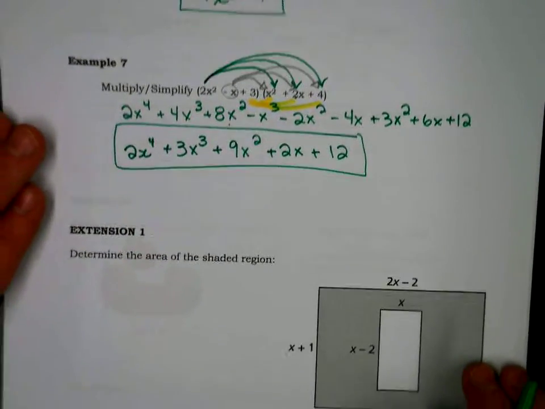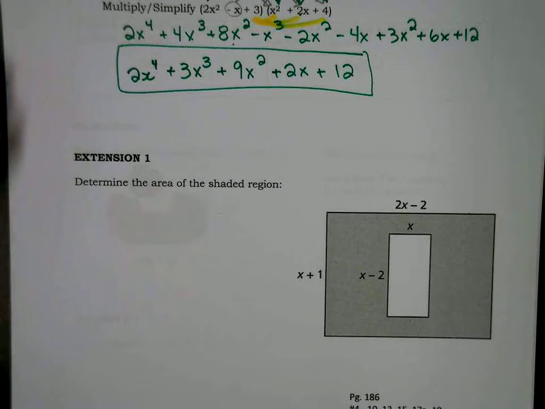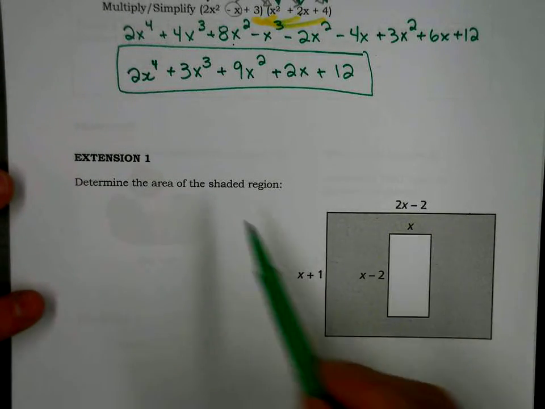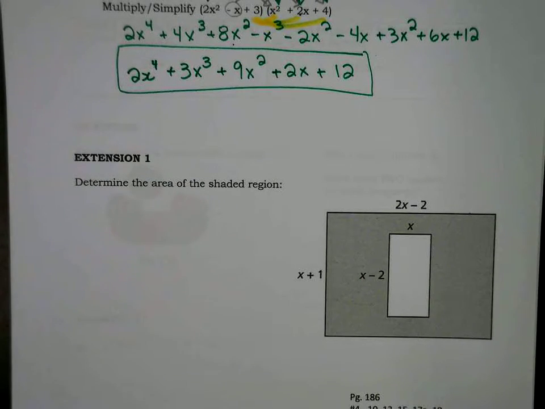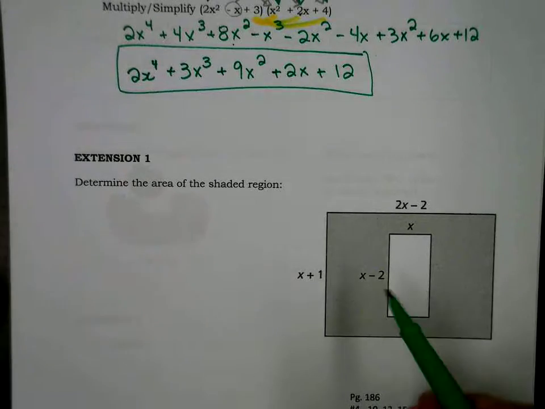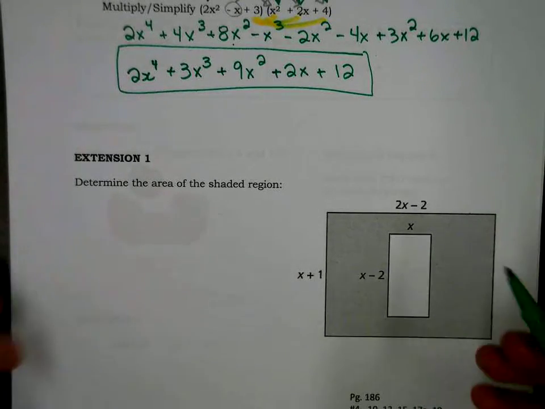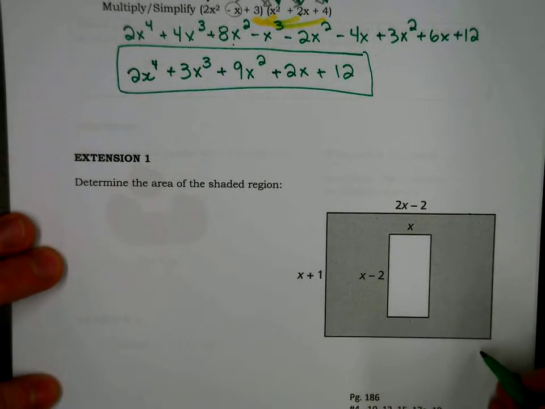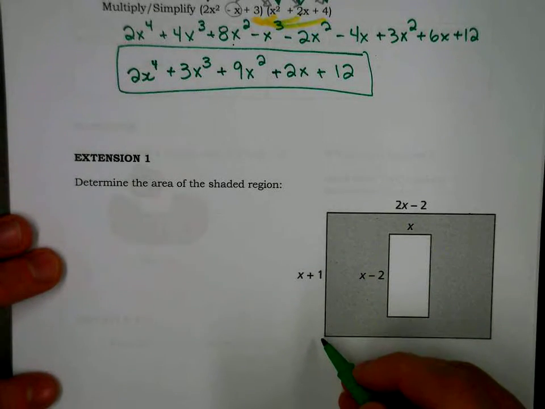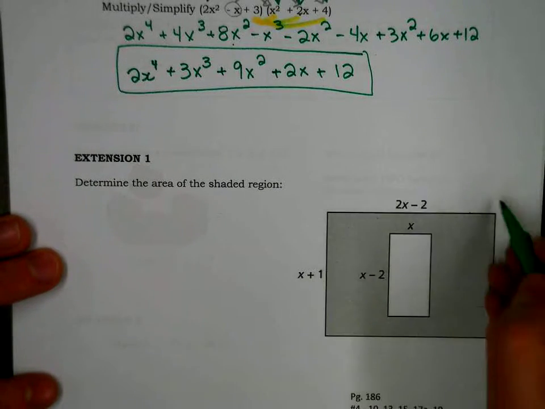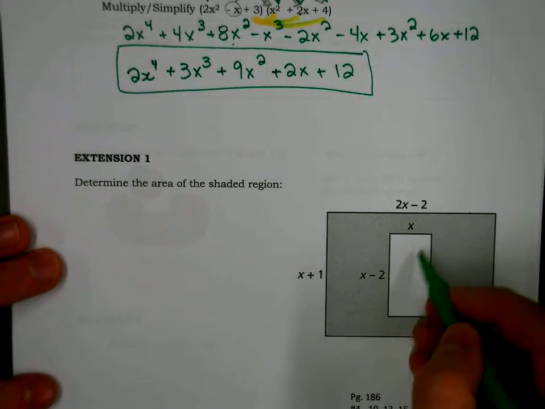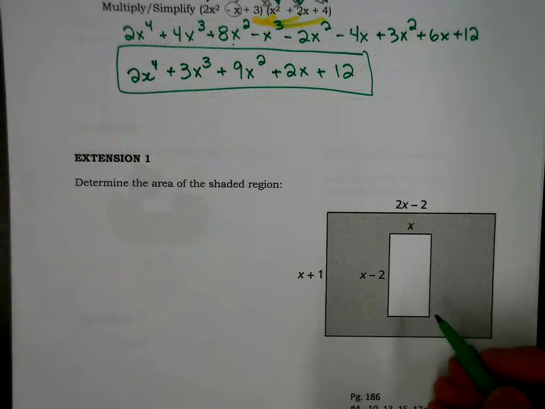And the very last one is a little bit of an extension, which is very much still a part of our course. It's asking to determine the area of the shaded region. So the shaded region is sort of an area, but there's a little piece missing. If you think about this giant rectangle, it has lengths and widths that are algebraic. Let's call this maybe a large area, and the inside part is a smaller area.